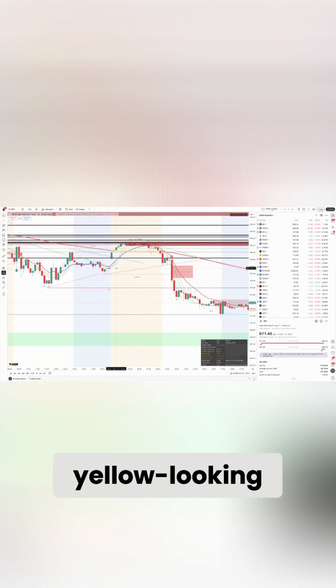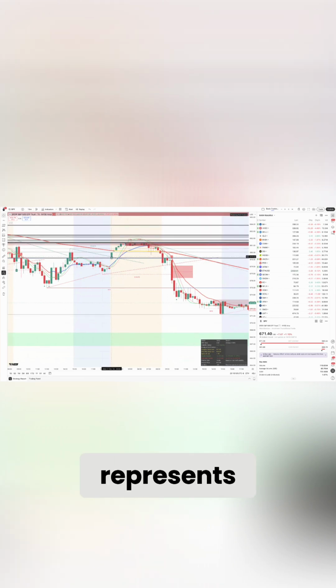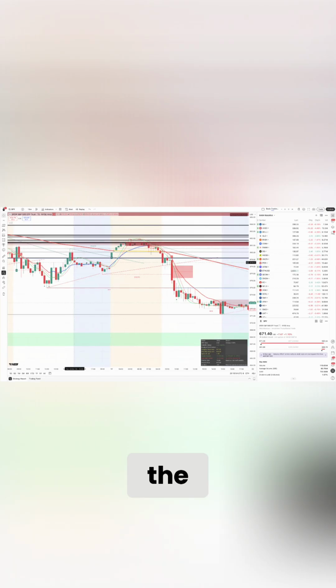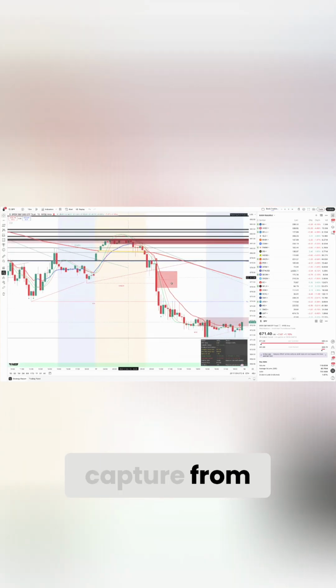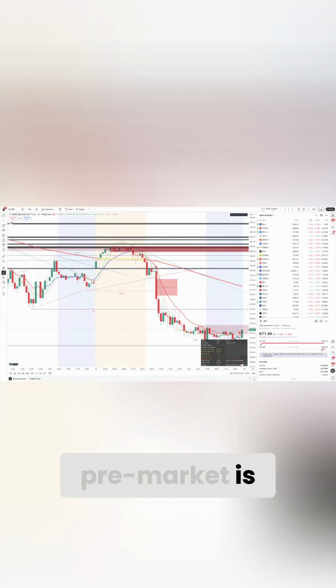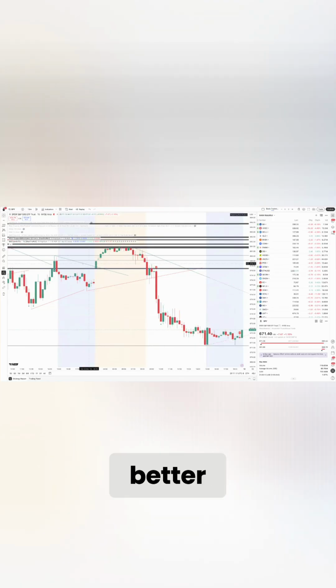This yellow-looking area of the chart represents the morning or pre-market, and this blue area represents post-market. Once the market closes, people can still buy and sell shares in this little area right here. One thing you can capture from pre-market is the pre-market high and the pre-market low. Let me just turn this off so you can see it better.